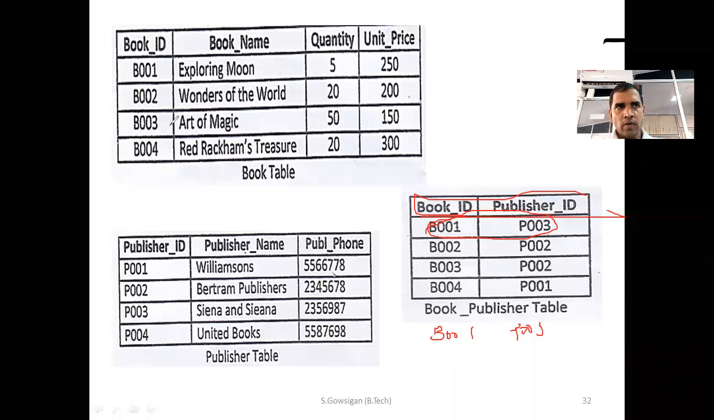Okay, so we identified the primary key in all the tables. In the book table, book ID. In the publisher table, publisher ID. In the book publisher table, there is no primary key. There is a composite primary key, book ID plus publisher ID, right? But we have to identify the foreign key here. Identifying the foreign key is different from the other two examples. In the other two examples, we easily identified the foreign key, but here there may be a little issue, right?